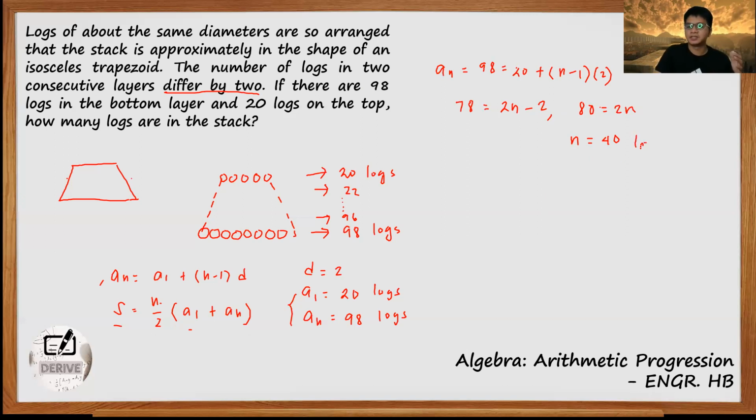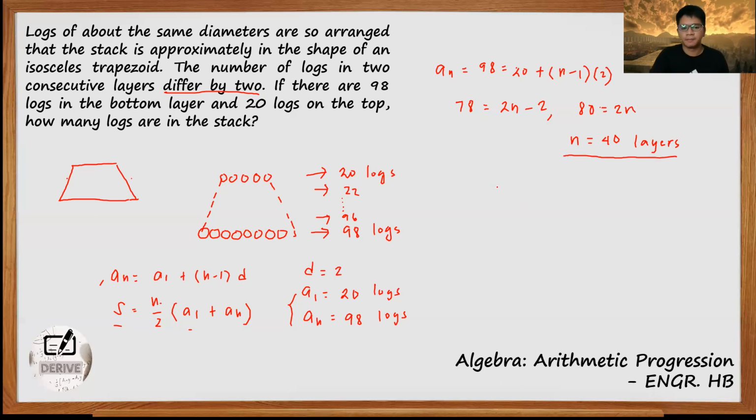So kapag inisa-isa mo yan, lalo na't pag dinrawing mo, hindi ko alam kung kailan ka matatapos. So that's why we have these formulas, no, ng arithmetic progression. So medyo maarte tayo sa sulat. Yan. Okay, so meron na tayong n is equal to 40 layers. Medyo inaano ko pa tong eraser.